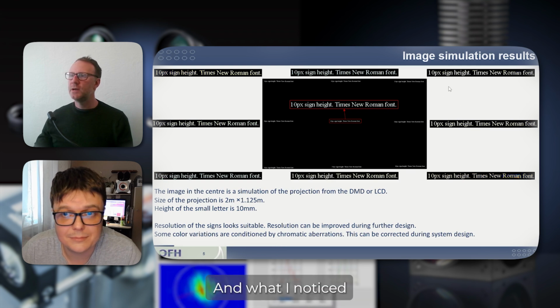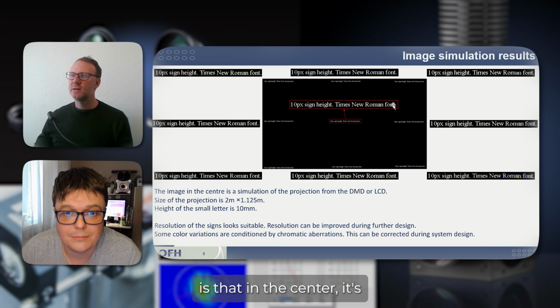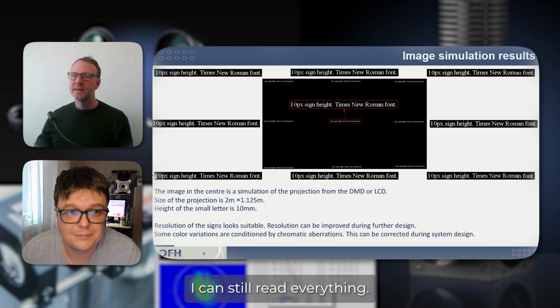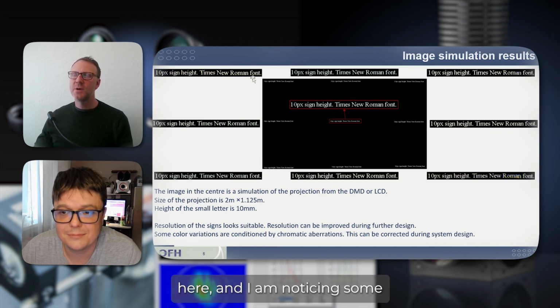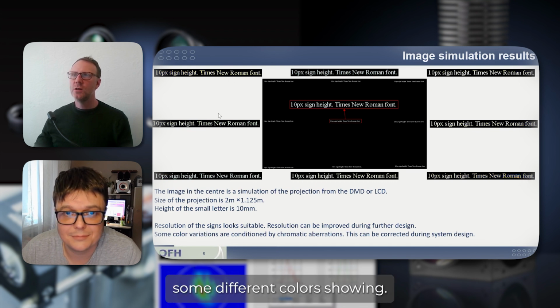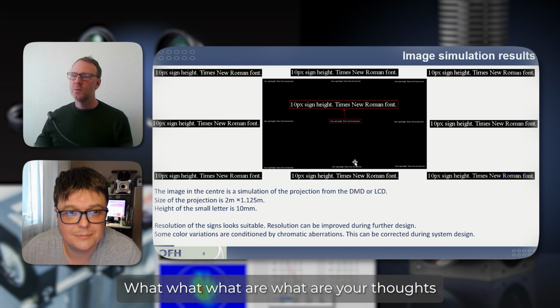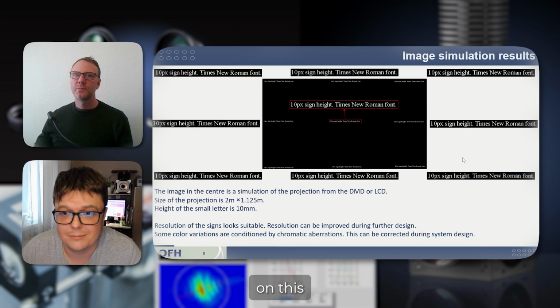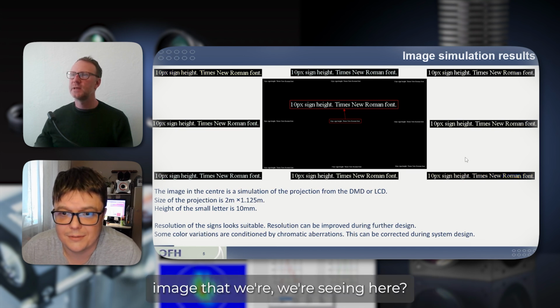And what I noticed is that in the center, it's definitely white. The resolution looks very good. In the corners, I can still read everything. I'm seeing a little distortion here, and I am noticing some different colors showing. What are your thoughts on this image that we're seeing here?